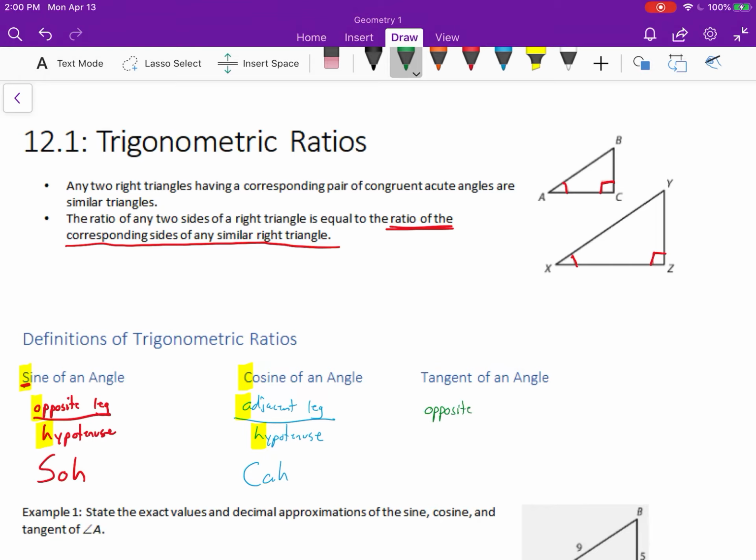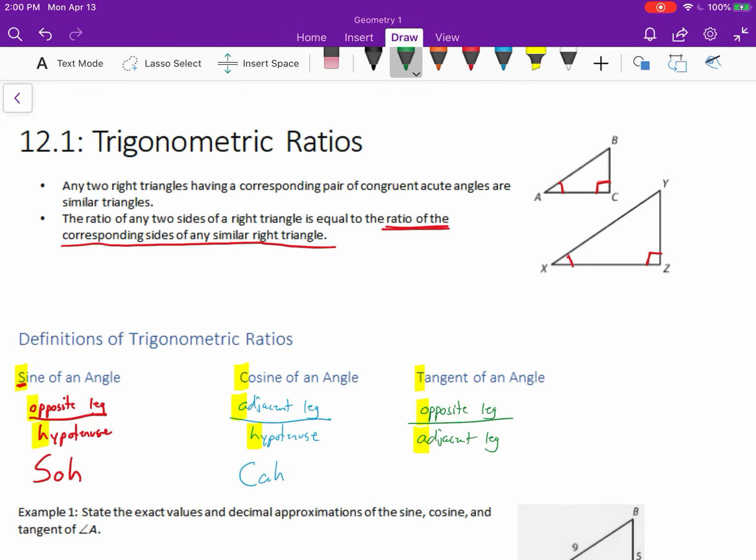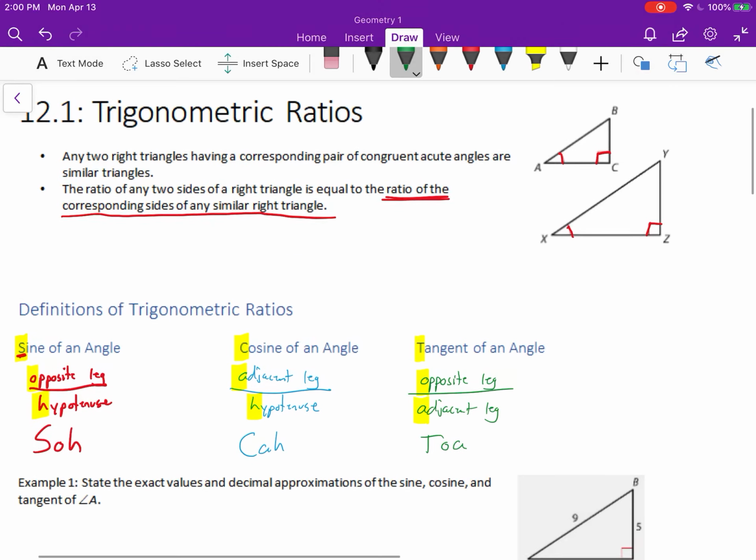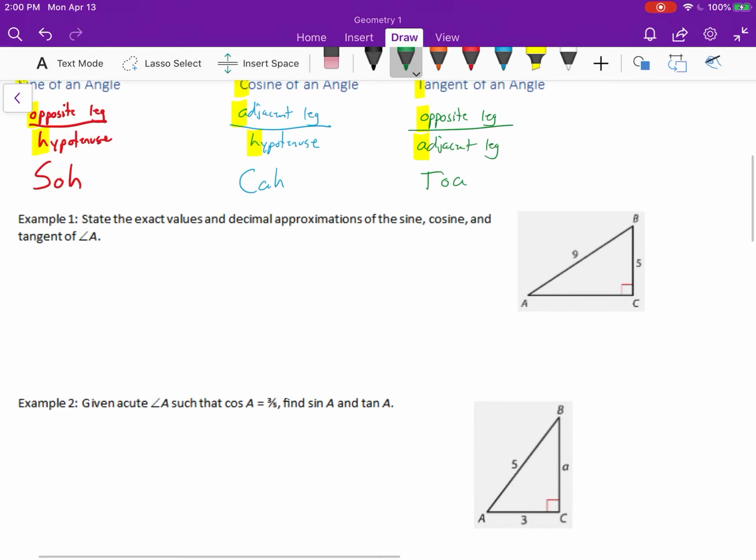And then tangent is the opposite leg over the adjacent leg. And we remember T-O-A, so TOA. So SOH CAH TOA is a helpful way to remember that. So know that sine is opposite over hypotenuse, cosine of an angle is adjacent over hypotenuse, and tangent is opposite leg over adjacent leg.